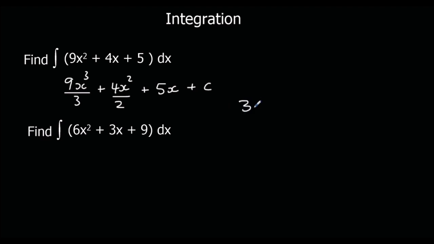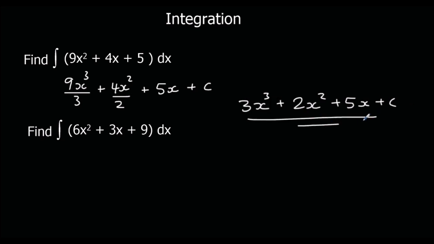9 divided by 3 is 3. So we've got 3x cubed. 4 divided by 2 is 2. Plus 2x squared. Plus 5x. Plus c. That's the answer.